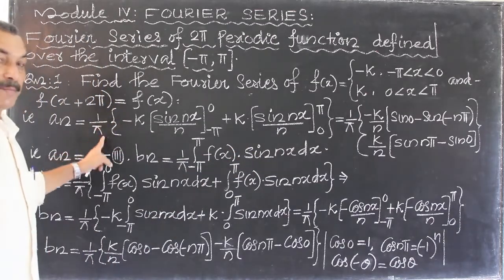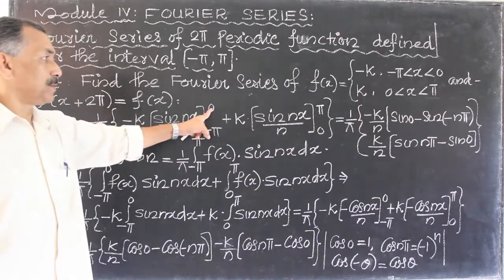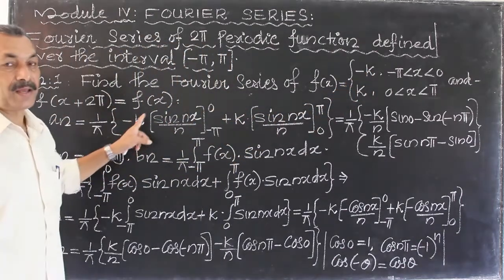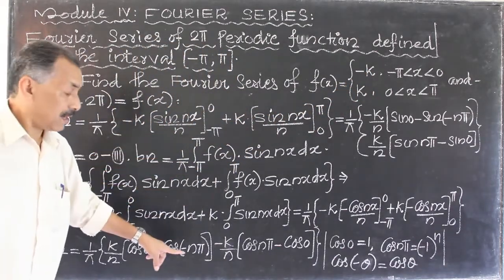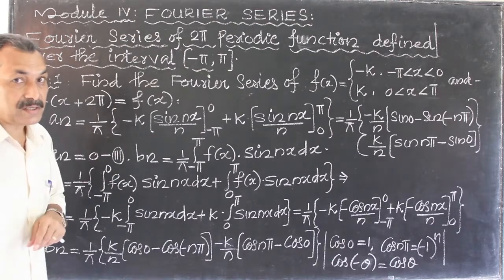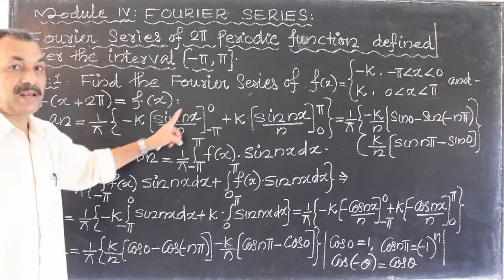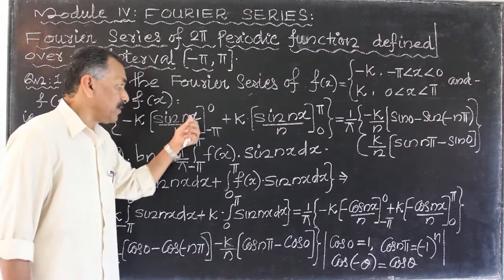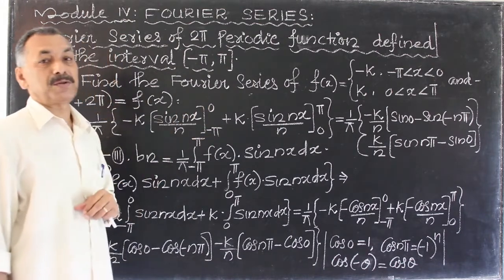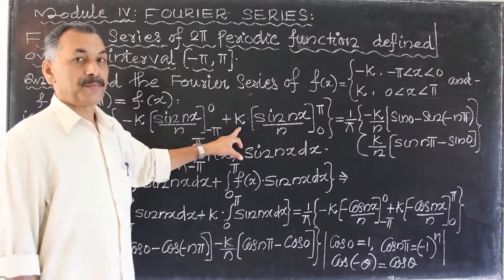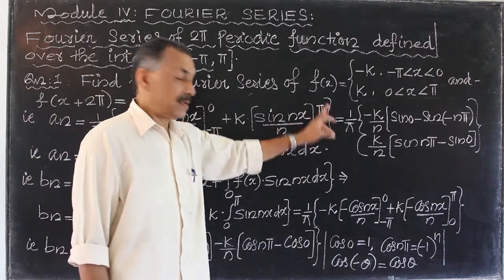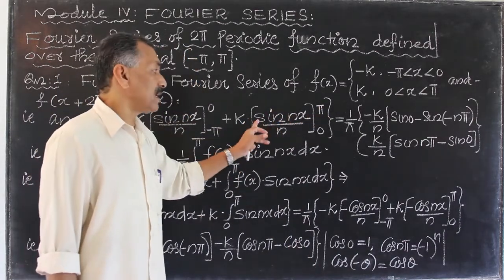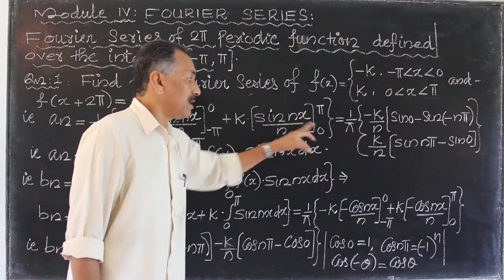That is 1 by pi into, in the interval minus pi to 0, f of x is equal to minus k, integral of cos nx. What is the integral of cos nx? The integral of cos nx is sin nx by n, between the limits minus pi to 0, plus k into integral 0 to pi. The second term, integral 0 to pi of cos nx dx, means sin nx divided by n between the limits 0 to pi.